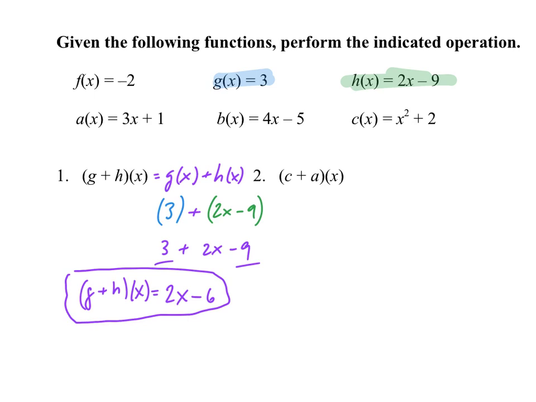So the next one would be c plus a. I would look at what c is. Here's my c function, and here's my a function. So what does c plus a mean? Well, that means I'm going to take c of x and add it to a of x. I'm just going to replace those. What is c of x? C of x is, in parentheses, x squared plus 2. Close those parentheses, plus a of x, which is 3x plus 1.